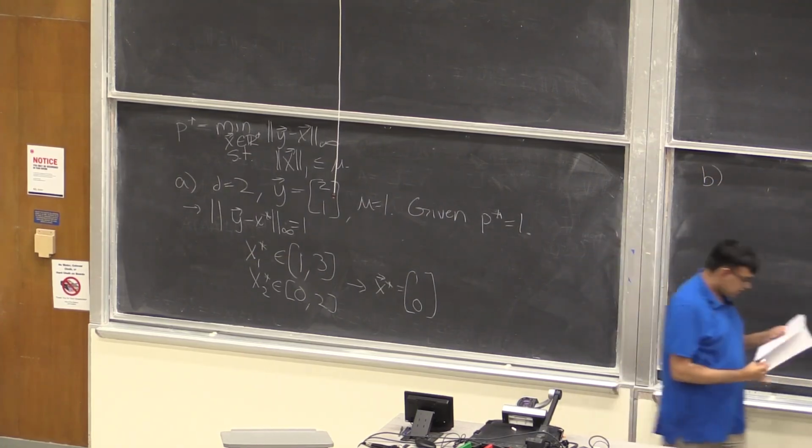So part B is slightly more complicated. We're given, again, d equals 2.